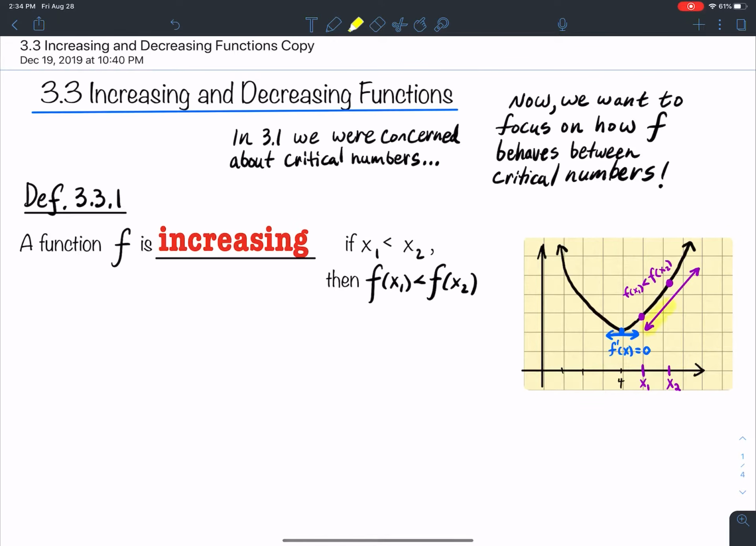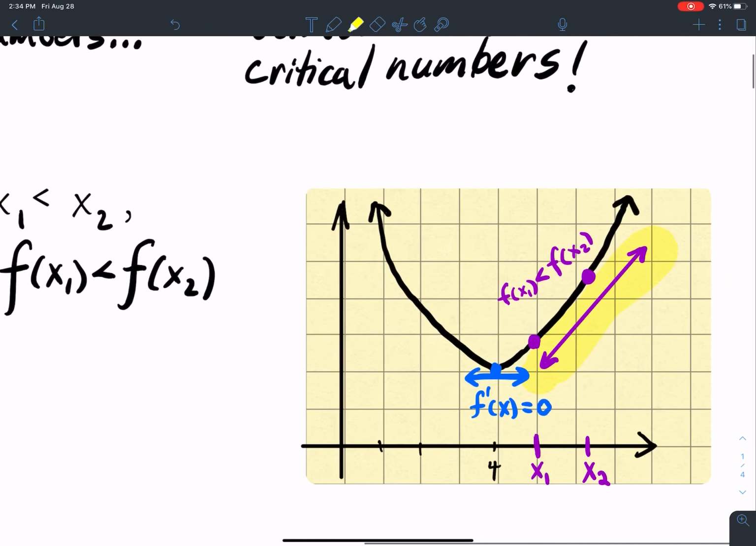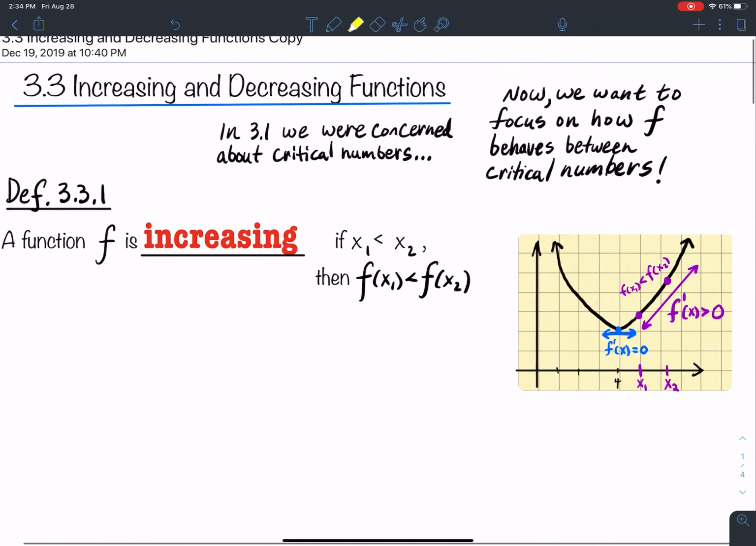Now, when I think about slopes of tangent lines going up like this, I'm thinking the derivative evaluated for any x value on this side, that derivative we know is going to be positive. So we're going to use that fact later.